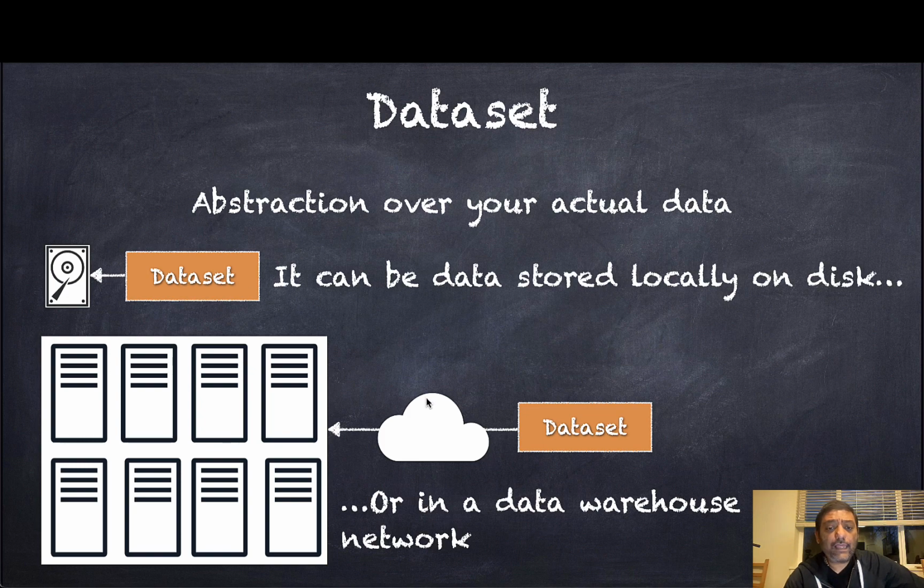The benefit is that if your data is living in a huge data warehouse where you have to connect through a remote machine, your model still does not have to change anything about itself. It still talks to the dataset, and the dataset will figure out how to get the data from this data warehouse. So that's what I mean when I say that it is an abstraction over your actual data.